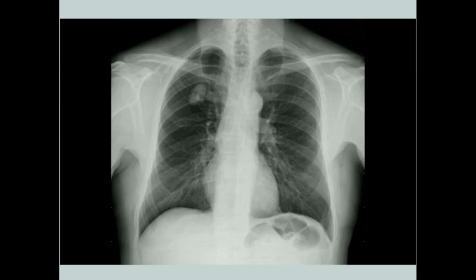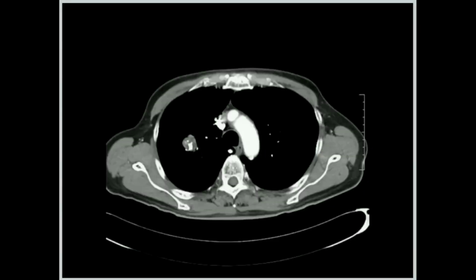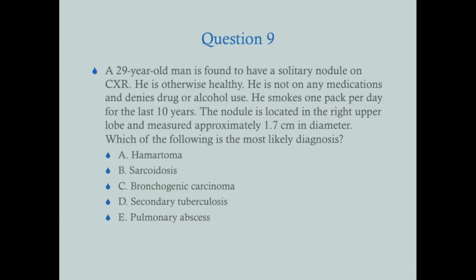And then we decide to do a CT on him, and we see this. Okay, this isn't the same patient, but this is the same diagnosis. So, same side. So where's our nodule? You can see it. Okay, so the nodule is located in the right upper lobe, measures approximately 1.7 centimeters in diameter. Which of the following is the most likely diagnosis in this patient? A. Hamartoma, B. Sarcoidosis, C. Bronchogenic carcinoma, D. Secondary tuberculosis or reactivated tuberculosis, or E. Pulmonary abscess.